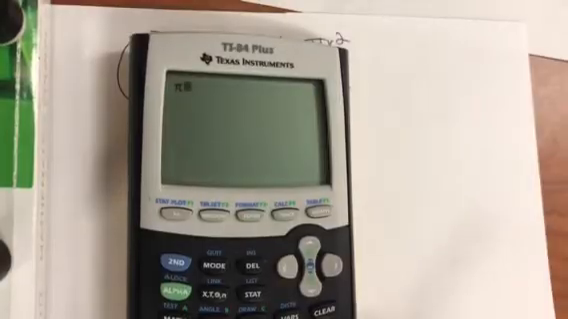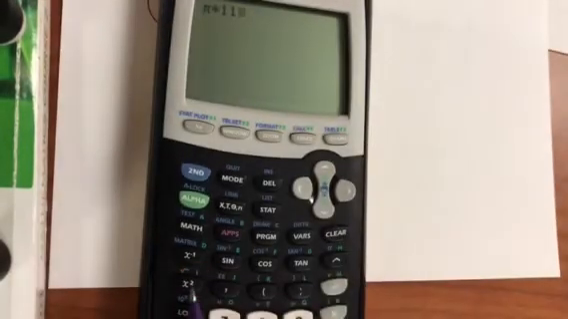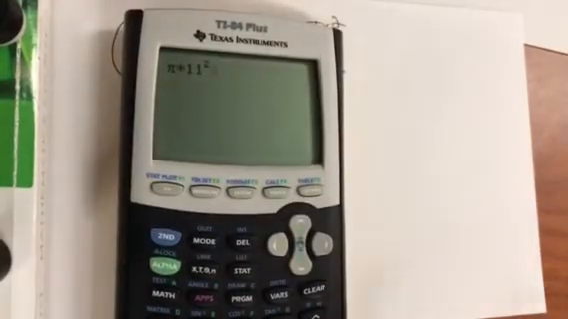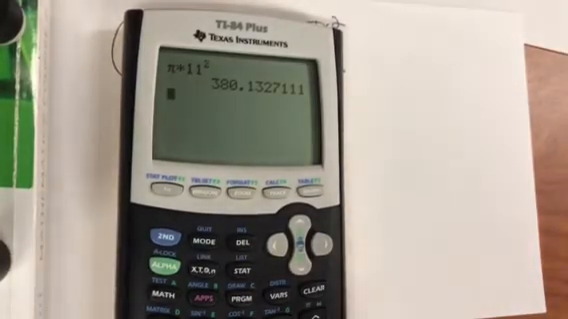So pi times 11 squared, the little squared button in case you wanted to know, is this x squared. That's how you can do squared. Pi times 11 squared equals 380.13. I'm going to stop it there. I like 2 decimal places.